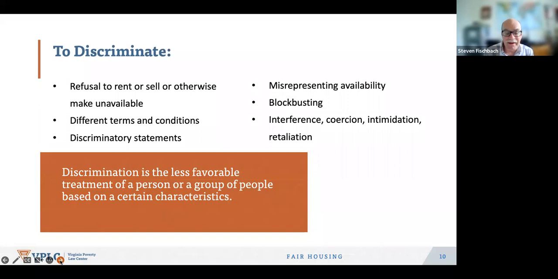Blockbusting, actually right now it's more like reverse blockbusting, I think, is more of a problem. Blockbusting was a practice in the 1960s and even 1970s where real estate agents would go around to intimidate white people into selling their homes, based on representations that other people are moving in, or people of other races or ethnicity. That's what blockbusting refers to. And interference or coercion or retaliation, which we're also going to get into, is another form of discrimination. Next slide.